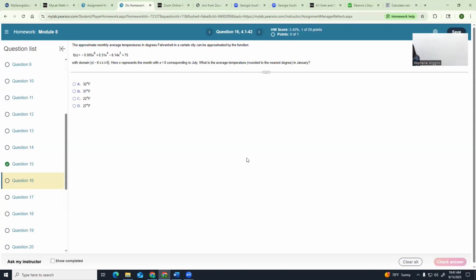Now, let's take a look at the next problem. We aren't told this is an even function, but we can look that the powers on x are all even. And in order to be an even function, the polynomial has to have all powers of x being even. So that means if you put in a negative value for x, since the power is even, it's going to be the same as a positive value for x. So here x equals 0 corresponds to July. What is the average temperature in January?